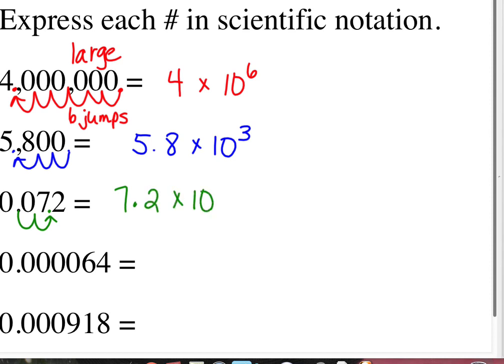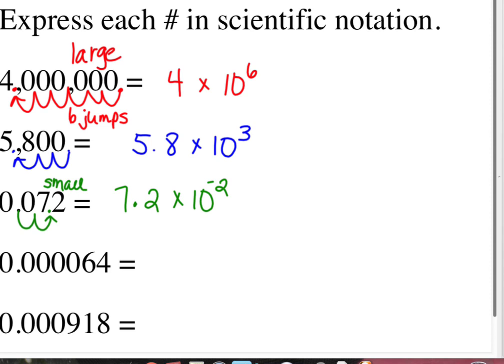Times 10. How many jumps was it? It was 2 jumps. But wait a minute. It's a -2. That has a negative exponent because this was a small value number, right? It was a very microscopically small amount, 0.072 or 72 thousandths, right? Very tiny. So that number needed a small exponent on the 10. So does the next one, and so does the one after that.